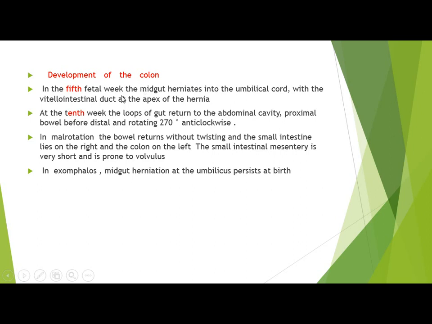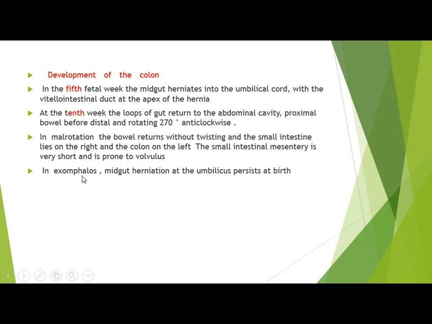Development of the colon. In intrauterine life, at about the fifth week, the midgut herniates into the umbilical cord. This is called physiological herniation, with the vitellointestinal duct at the apex of the hernia. At the tenth week, the gut returns to the abdominal cavity, the proximal bowel before the distal, and rotates 270 degrees anticlockwise. In malrotation, the bowel returns without twisting, and the small intestine lies on the right and the colon on the left. The small intestine mesentery is very short and is prone to volvulus.